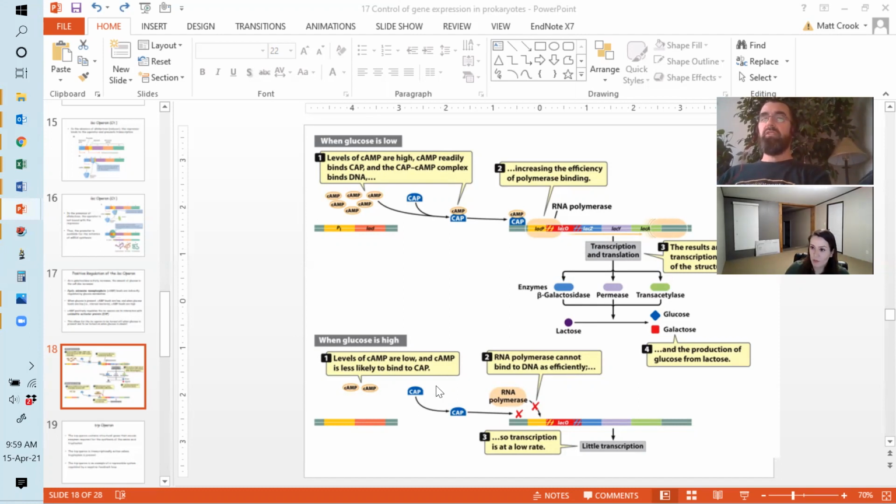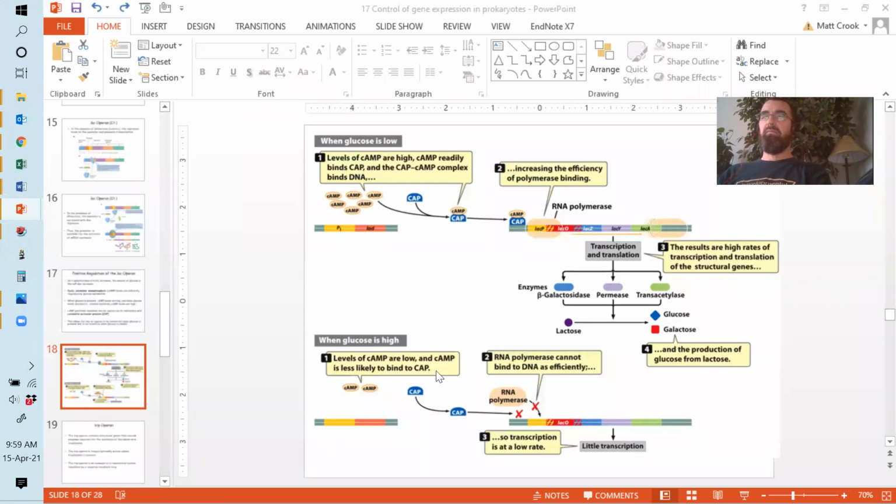And so the reverse is true as well. Once you've produced a whole load of glucose, you don't need full speed ahead on the lac operon. You can dial it back, and you do that by having very little cyclic AMP around. And so when there's not much cyclic AMP around, there's very little CAP-cAMP complex. There will be the odd one or two, right? But it'll be fairly rare. And so RNA polymerase will still bind, but not very well. And so that will result in a low level of transcription.